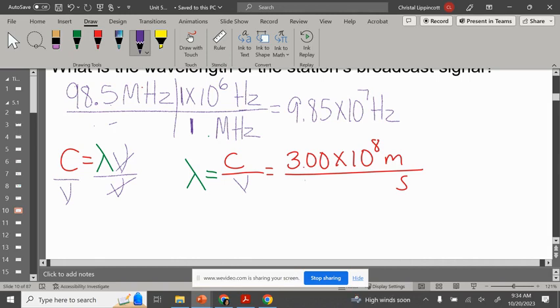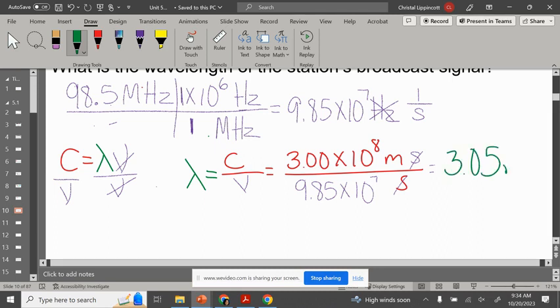But remember, hertz is actually what? 1 over seconds. So I'm going to replace this with 1 over seconds. Seconds will cancel. That leaves my answer in meters, which makes sense because we're measuring wavelength. And I ended up with 3.05 meters.